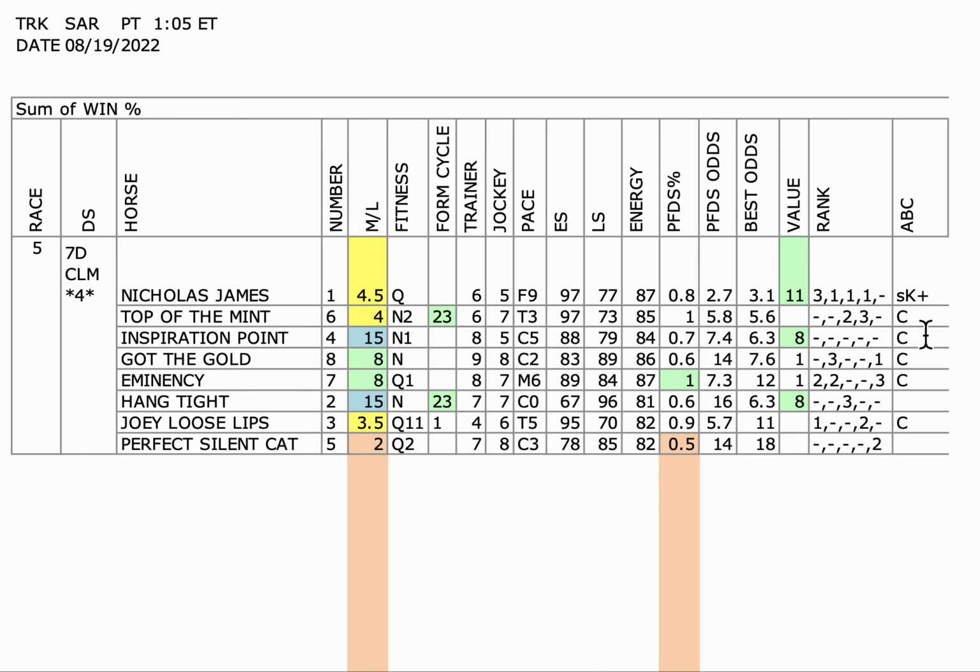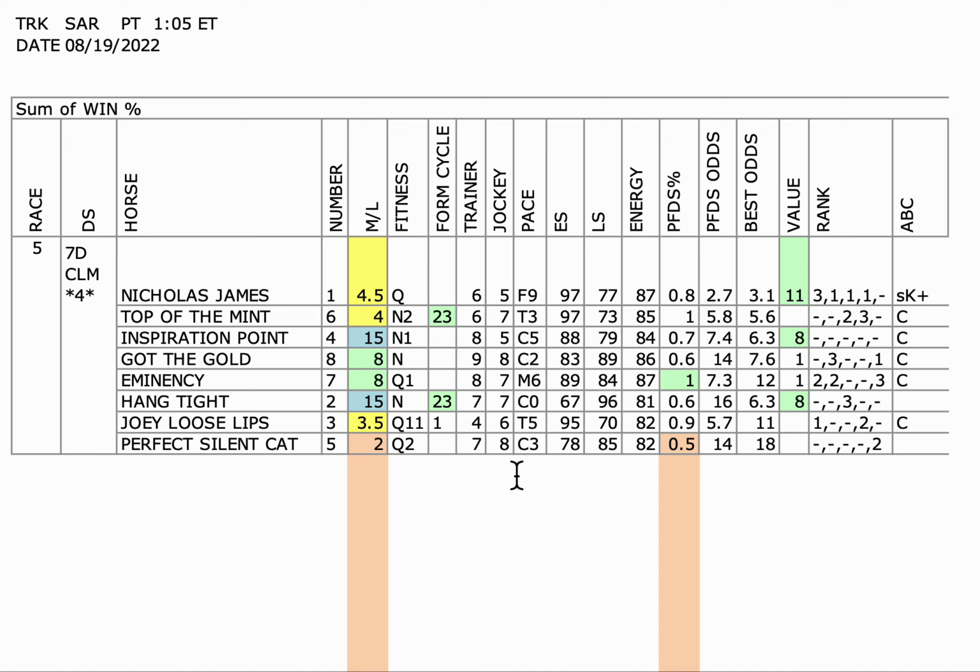Now, 4 other horses get a C, which means they have something positive going for them, but not anything super great. We'll talk about the horses. But the one horse, Nicholas James, gets a K plus with the spot play. $11 of value based on these odds lines, which are very similar: 2.7 to 1 for PFTS odds and 3.1 to 1 for best odds, compared to this morning line of 9 to 2. It's the lone front runner in the race.